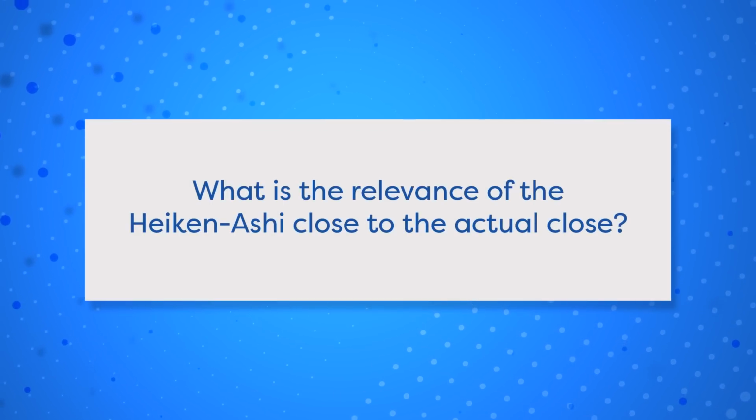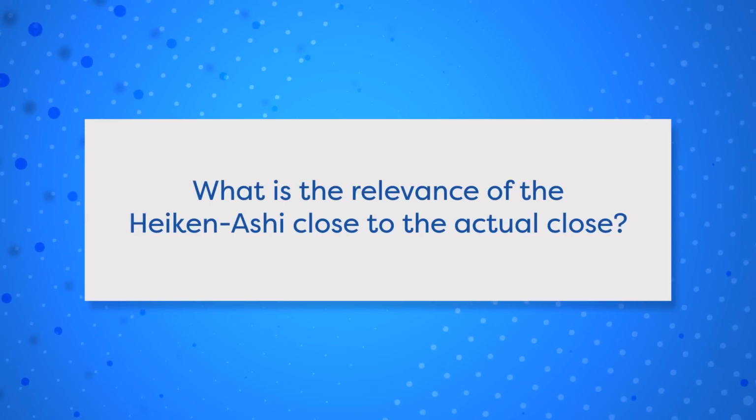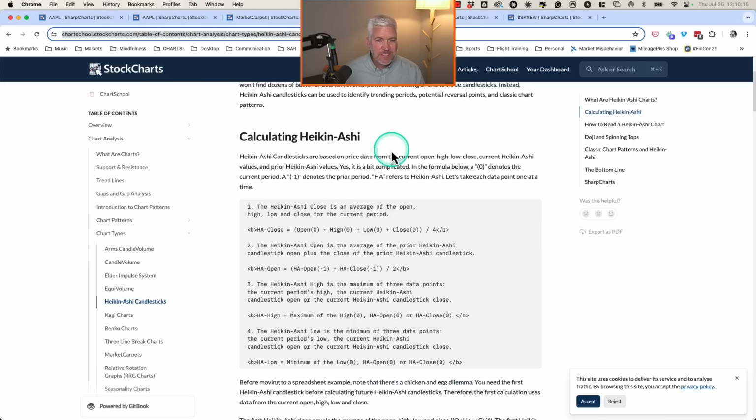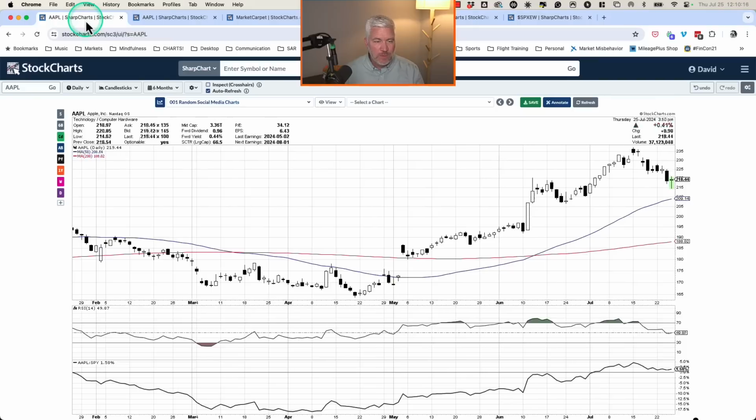Next question, what is the relevance of the Heiken-Ashi close to the actual close? Ooh, we're getting into some Japanese technical analysis tools. The Heiken-Ashi candle, by the way, before I bring up the article that explains this, here is Apple, a 6-month chart using a regular candle chart. So this is the candle charting that you're probably familiar with.